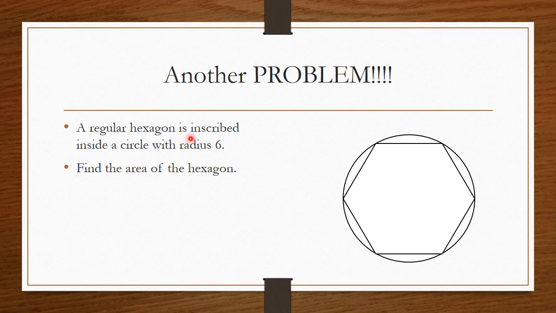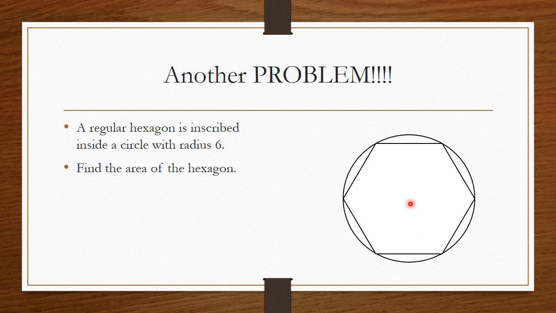A regular hexagon is inscribed inside a circle with radius 6. As I said earlier, a hexagon is made of 6 equilateral triangles. If we draw a line from here to here, from here to here, and from here to here, we divide it into 6 equilateral triangles. And we also see that if we draw this diagonal, we are also drawing the diameter of the circle. So if this is the diameter, it's 2 times the radius, so this side must be 12.